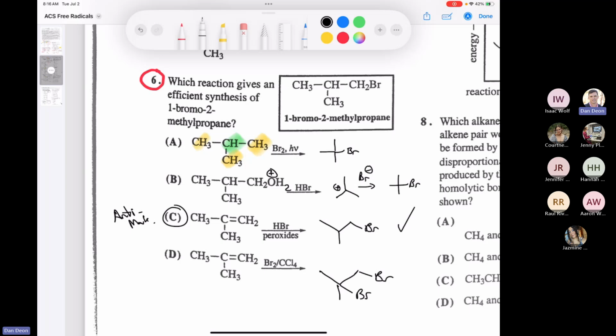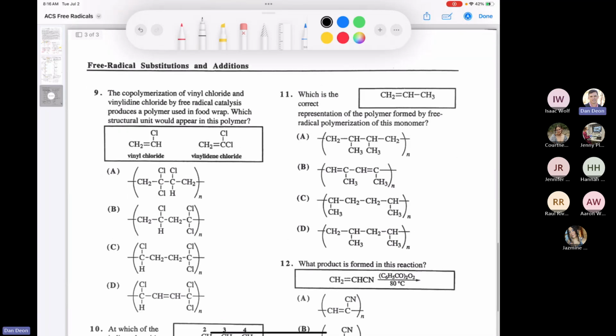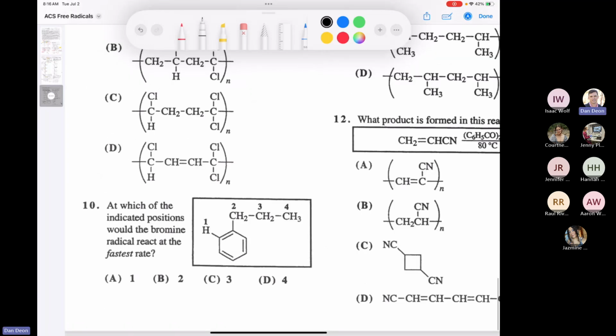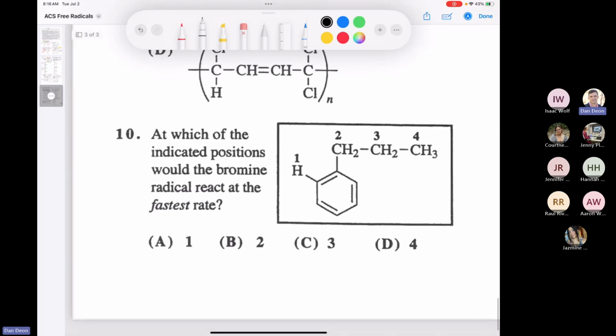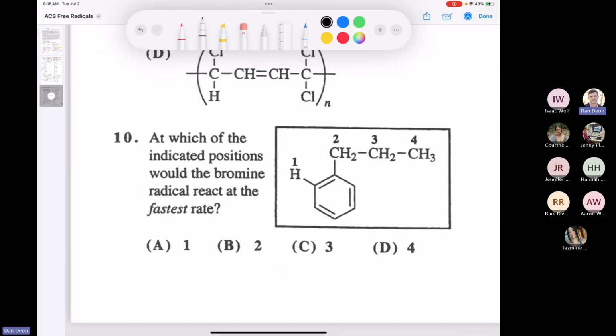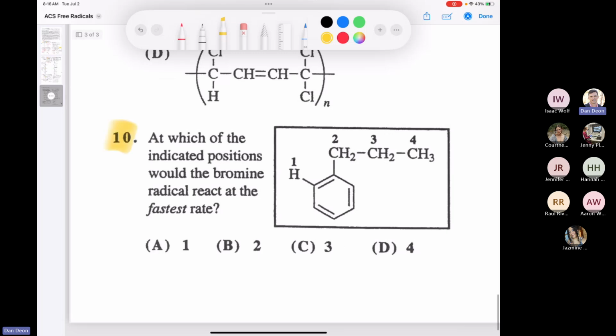Okay, cool. Let's move on to question number 10. It says, at which of the indicated positions would you expect a bromine radical to react the fastest? If you just had a bromine radical floating around, where is it going to react the fastest? At position 1, 2, 3, or 4? Exactly. It's going to be at position 2. Why? Because this position is what? Starts with B, ends with enzylic. That's right, benzylic. This is the benzylic position.